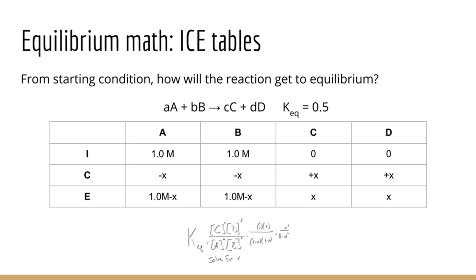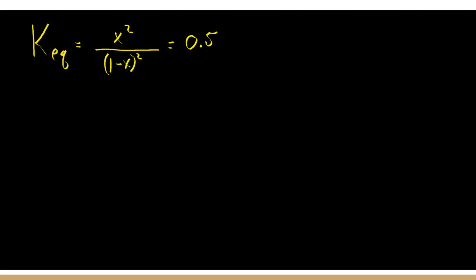So let's go ahead and solve it, why don't we? So here is our equilibrium expression. KEQ is equal to x squared over 1 minus x squared. That's just C times D on the top over A times B on the bottom. And it's equal to 0.5, because that's the value of the equilibrium constant for this totally made-up thing. So the first thing we do to solve this is we move 1 minus x squared over to the other side of the equation. We multiply both sides by 1 minus x squared. That gives us x squared equals 0.5 times 1 minus x squared.